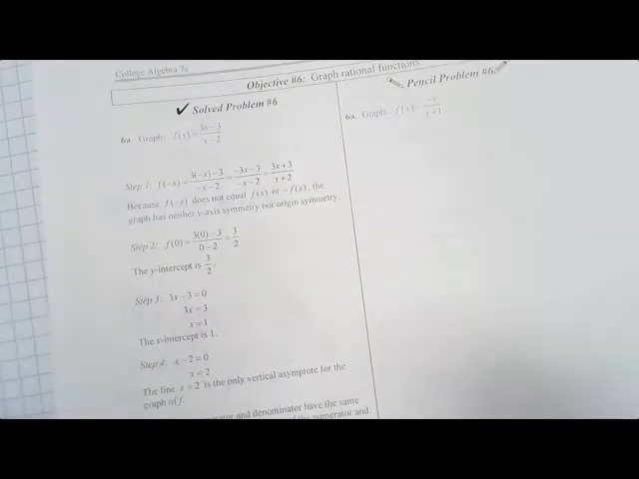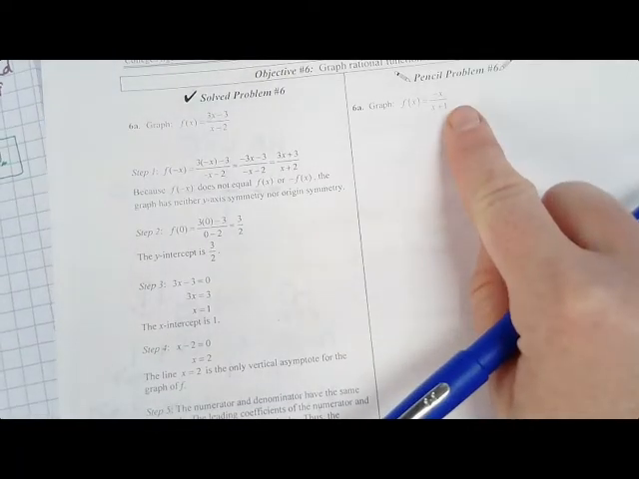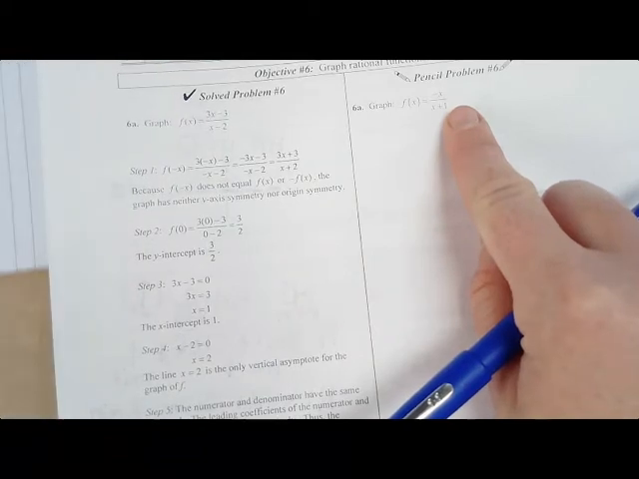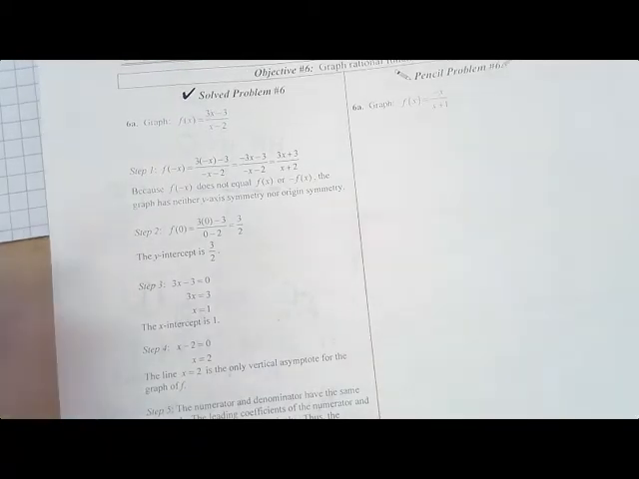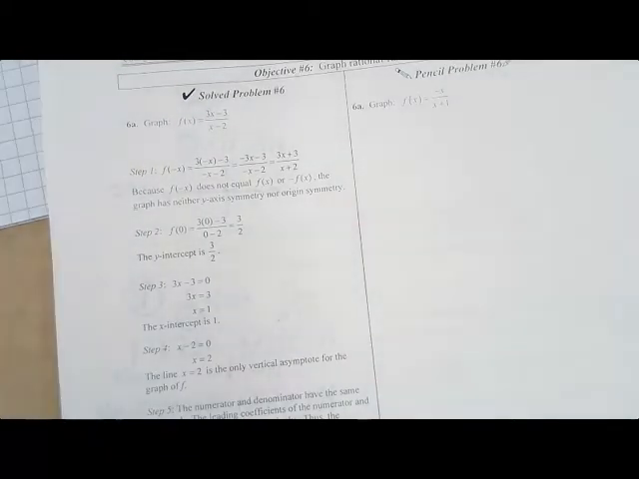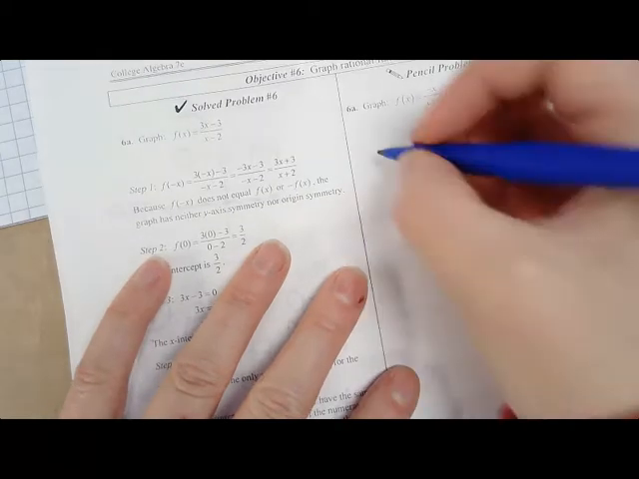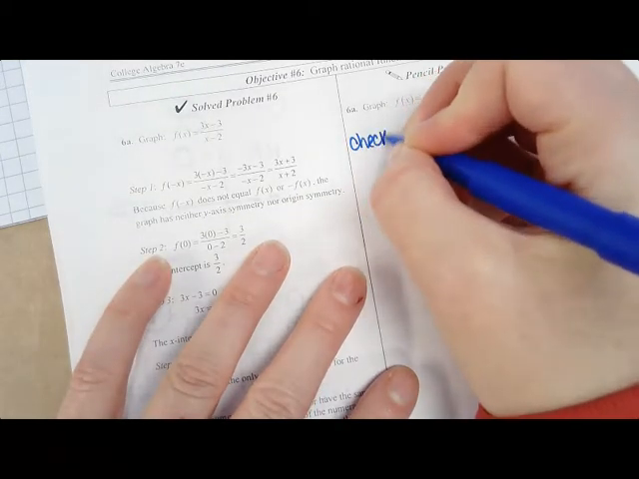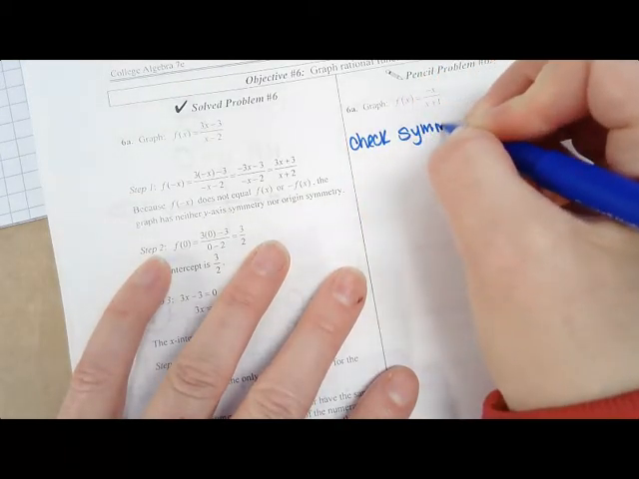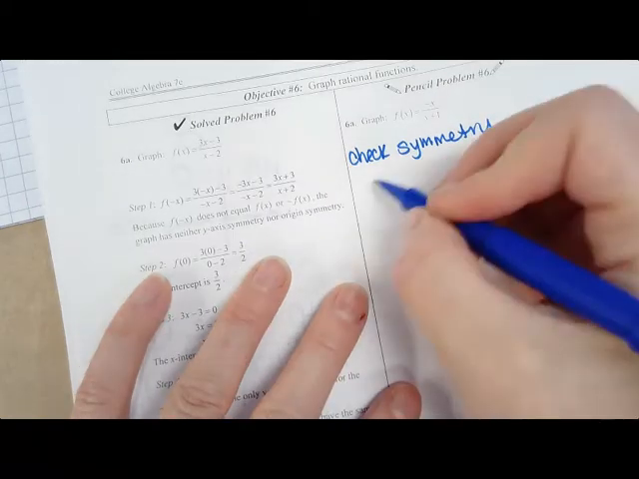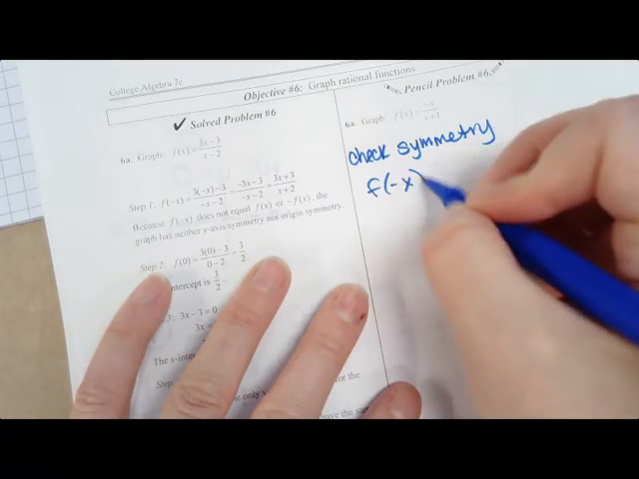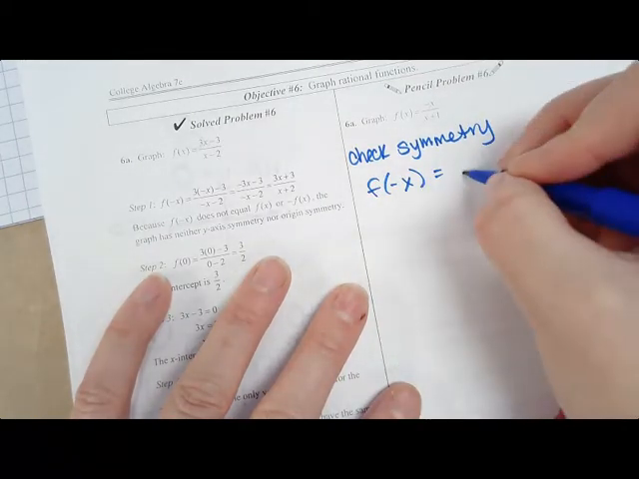Okay, the next one, we need to graph this negative x over x plus 1. So let's go ahead and find our asymptotes and our intercepts and everything like that. We need to check symmetry. So we are going to check and see if f of -x equals f of x.